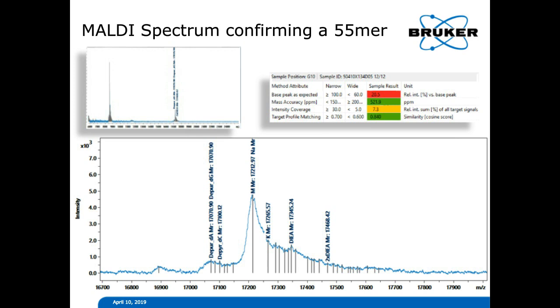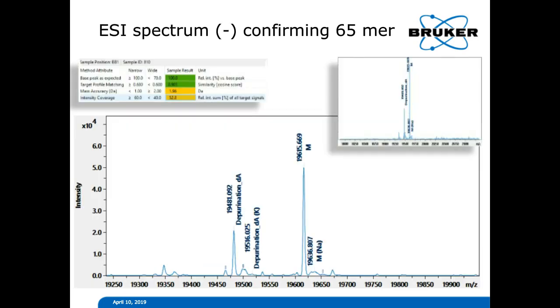This slide illustrates the superior data that can be acquired for a larger oligonucleotide with electrospray ionization. This is a 65-mer, and the oligonucleotide peak can be seen at 19,000 Daltons, while the modifications are clearly visible as well.